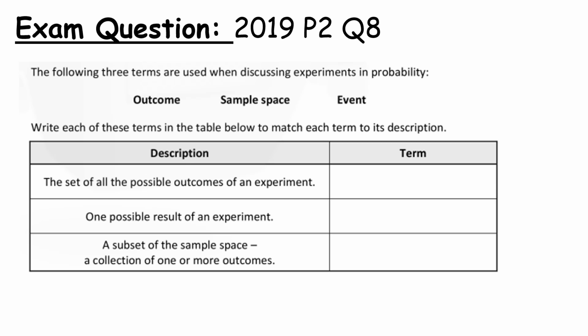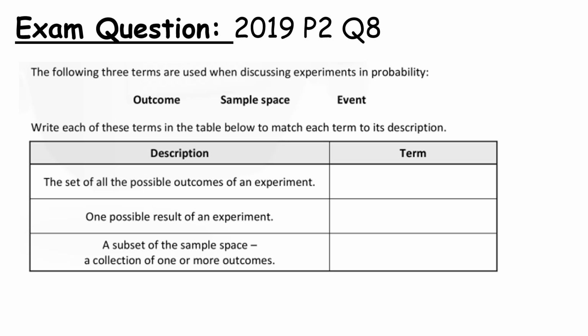Let's look at an exam question, and this is from the old junior certificate papers, and it's asking us to match the description to the terms. So our 3 terms are outcome, which we've met, sample space, which we haven't met yet, but we will meet later in the video, and event. We've met event as well, so by process of elimination, if we can figure out the correct description for outcome and event, the third one will have to be sample space.